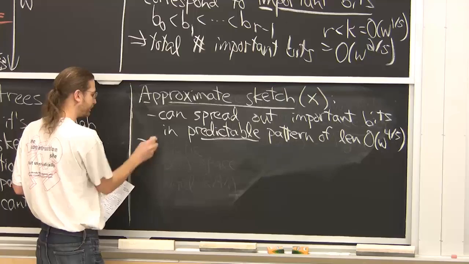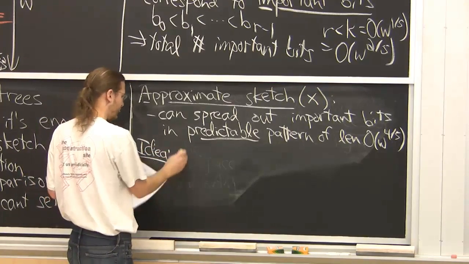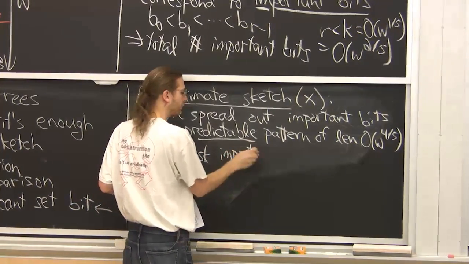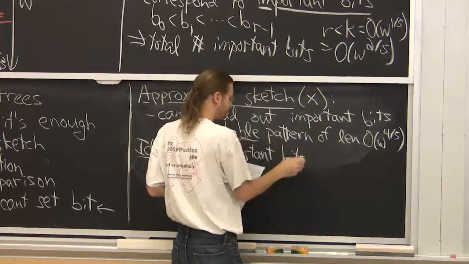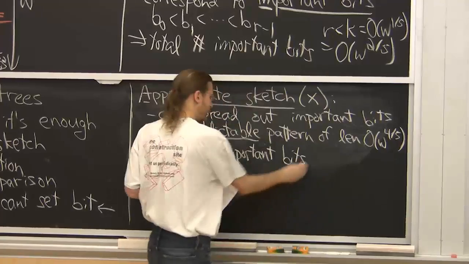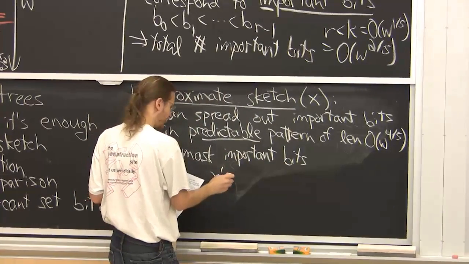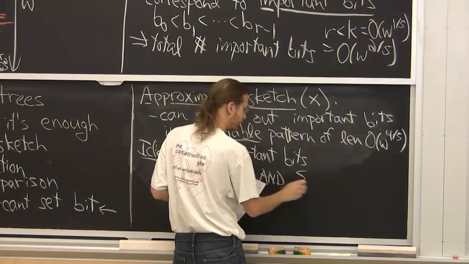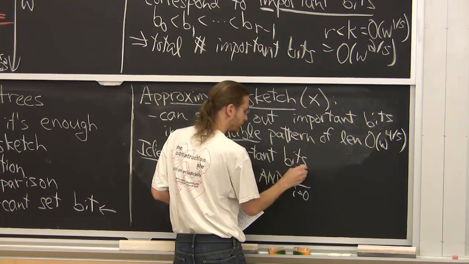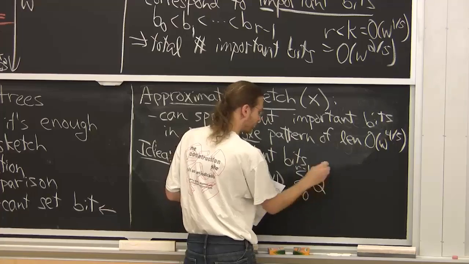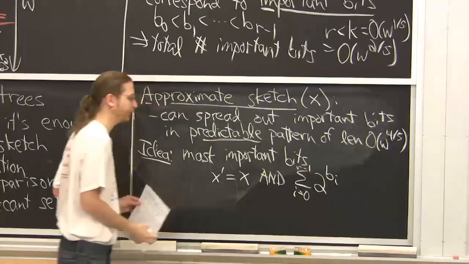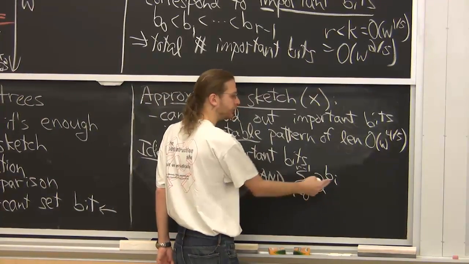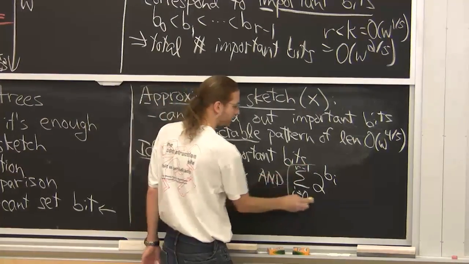So here's how. First thing, as I said, is we're going to mask the important bits. I just want the important bits. I should throw away all the others. And so this is going to be x prime equals x bitwise AND, here's where we're going to use the notation that the bits count from the right. I want the b_i-th bit to correspond to the value 2 to the b_i. Okay, this thing is just a bit string.